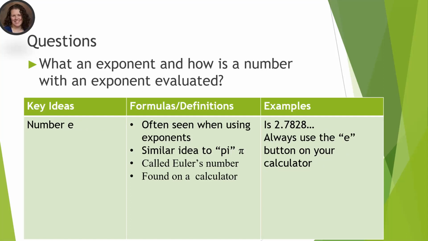I also want you to be familiar with the number e. It's often used when we're using exponential formulas. It's similar to the idea of pi. It's called Euler's number. It's found on your calculator. You need to use the button on your calculator because it's a never-ending number. It's close to 2.78, but always use the E button on your calculator so that you get it correct. Especially when you have financial equations, if you round it, you could be off by hundreds or thousands of dollars. So make sure you use the E button and don't type in 2.78.